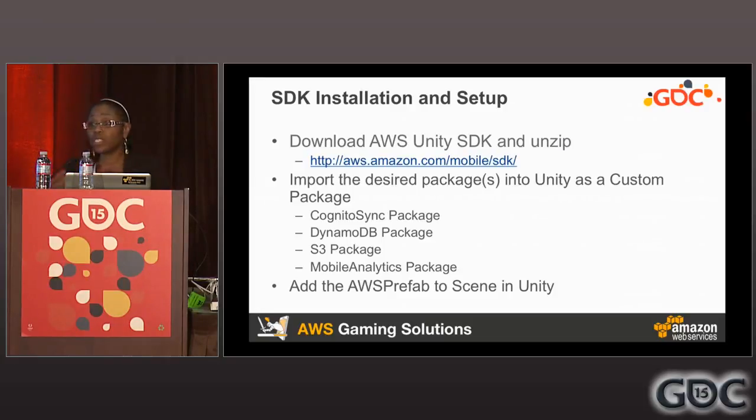The first thing you need to do, obviously, is download the Unity SDK. The URL is there. Don't worry, our slides will be available for you. You're going to import some desired packages from the AWS services that you want. So what are the packages that we have? We have the Cognito Sync package. He told you the goodness that's involved in Cognito Sync. We have the DynamoDB, S3, and the Mobile Analytics package. So you can mix and match, take all of them in, or do what you desire, but these are available for you. And the only step that you have left to do to make sure you have the great AWS services in your Unity game is then to add the AWS prefab to Unity.